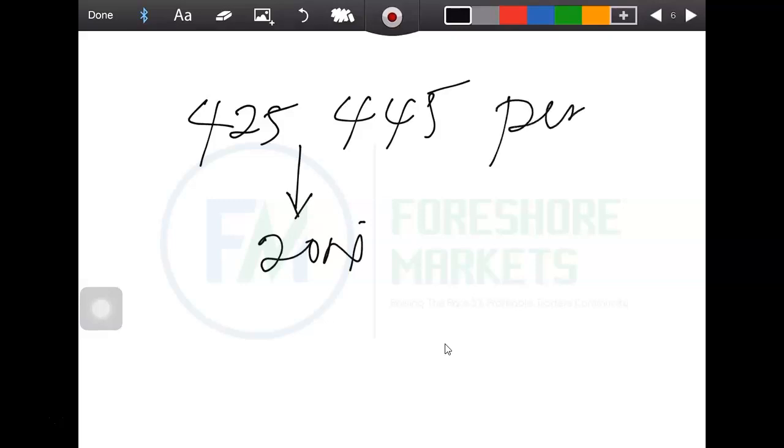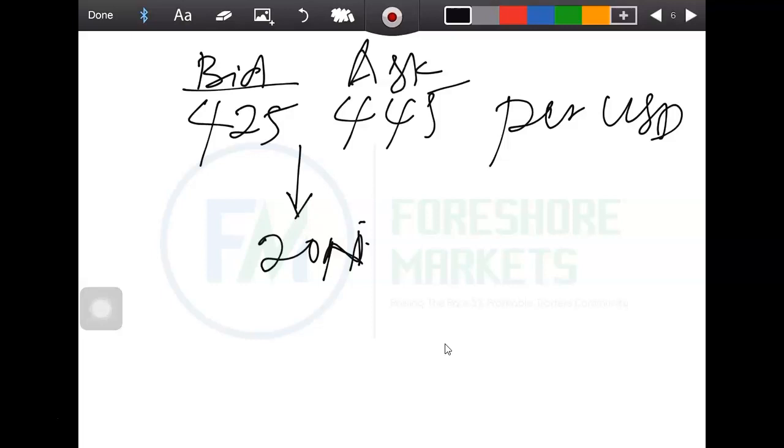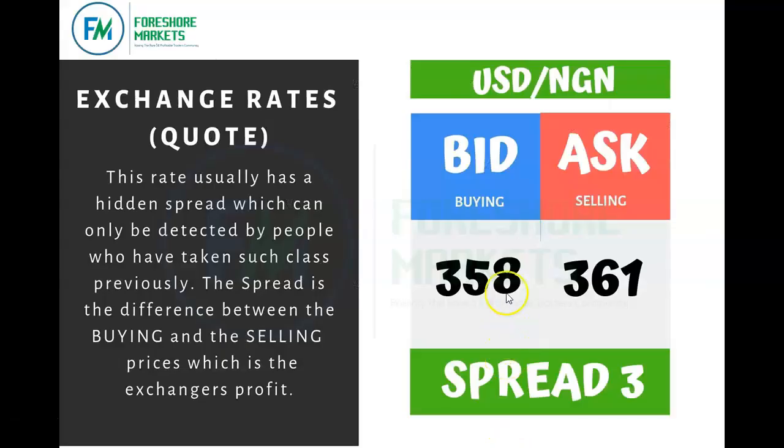So 445 is per USD. There's a 20 naira difference between the bid and the ask. So this is called the bid, and this is called the ask. I take you back to exactly what you're seeing here. In every exchange rate there is usually a hidden spread.